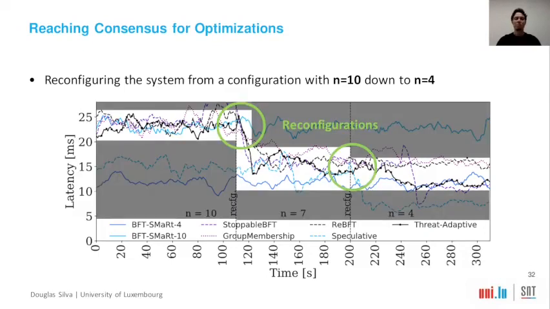If we focus on the reconfigurations, we see that our protocol is recovering. Our protocol can do the reconfiguration up to 30% faster, and we are adapting our latency from the upper bound, that is BFT Smart with 10 replicas, to the lower bound, that is BFT Smart with 4 replicas.